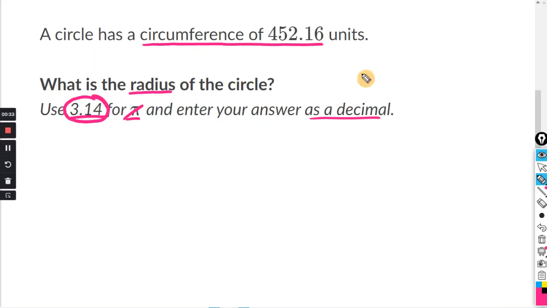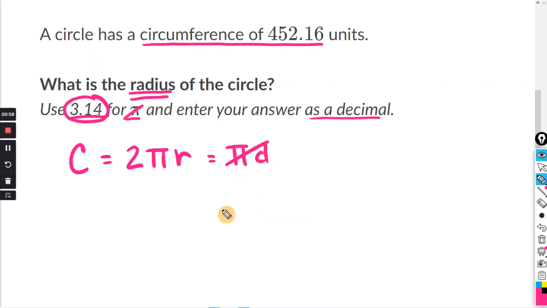So there are two formulas for circumference. We know that the circumference C is 2 times pi times r, or it can also equal pi times d, since 2 times the radius is the diameter. Since we're looking for the radius, we don't need the pi times d formula. We're just using this formula right here.